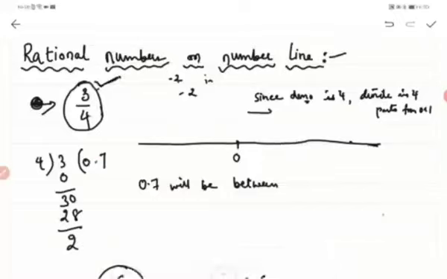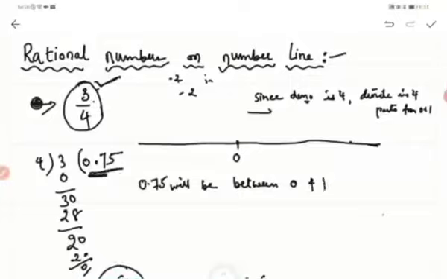See, what you need to do first is convert this into a decimal. 3 by 4, that is, divide this. When you divide 3 by 4, you will get 0.75. So what does this mean, 0.75? Where will 0.75 be? This is a little greater than 0, isn't it? So this will lie somewhere between 0 and 1.